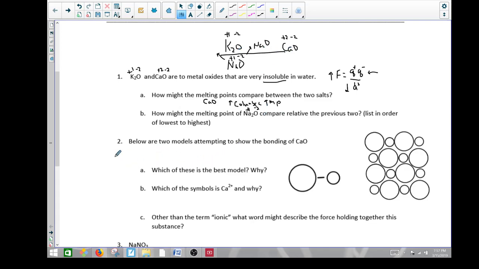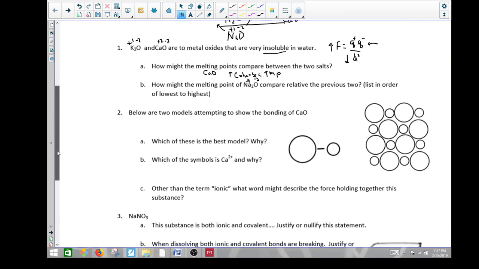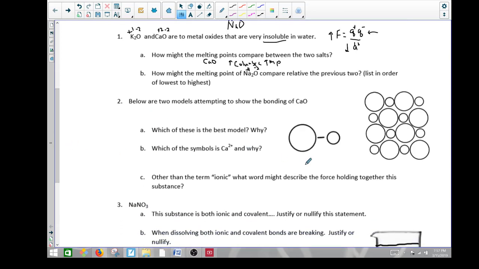Below are two models attempting to show the bonding of calcium oxide. They both show 1-to-1 ratios, but the little line right there means that we're covalently bonding, sharing electrons. In this case, that is not what we want. This is an ionic compound which forms a bulk crystal: cation, anion, cation, anion. So the second one is the best option here.